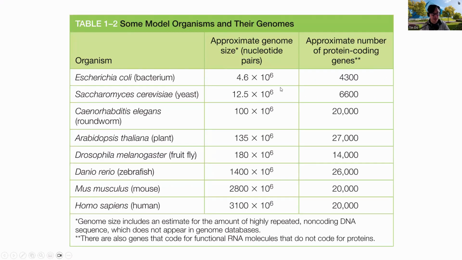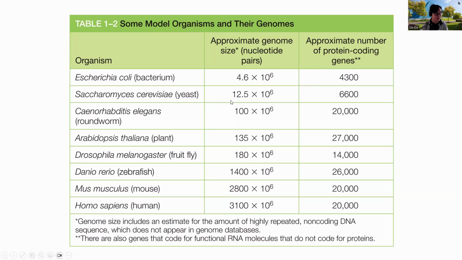In approximation size right here, we have 4 times 10 to the 6 or 5 times 10 to the 6 base pairs, nucleotide pairs long for E. coli. So that's a bacterium cell. And if we just go to humans right here, again, E. coli only has 4 times 10 to the 6, so approximately 4,300 protein coding genes, versus humans, we have 3,100 times 10 to the 6, which gives us roughly around 20,000 different types of protein coding genes. Okay, so it is a vast, vast difference.